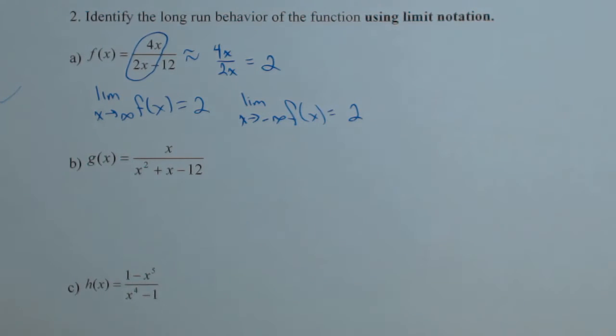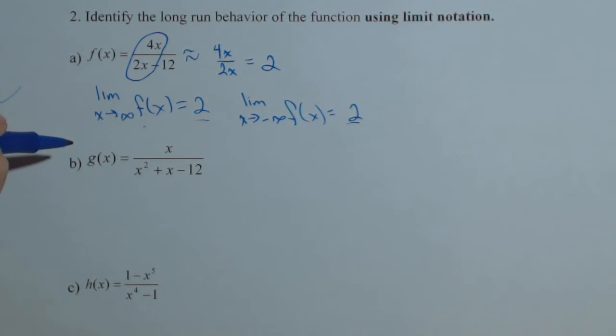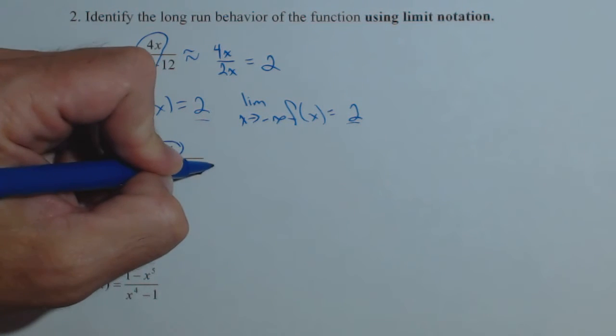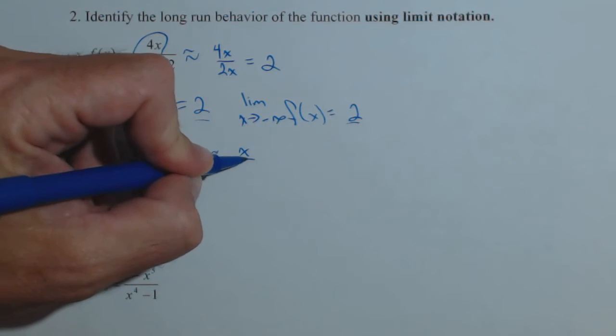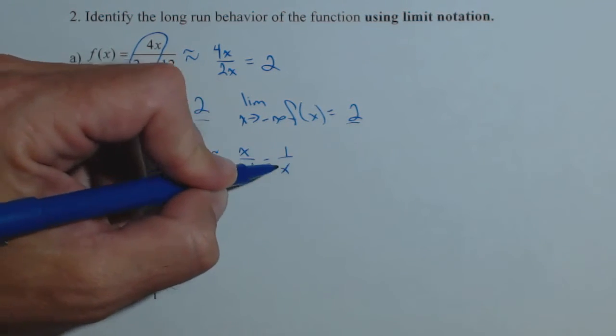So with rational functions, when you have a horizontal asymptote, the end behavior is going to be the same in both directions. So then it's just a matter of getting this limit notation down. Once again, we identify the lead term in top and the bottom. This pretty much acts like x over x squared, which reduces down to 1 over x.